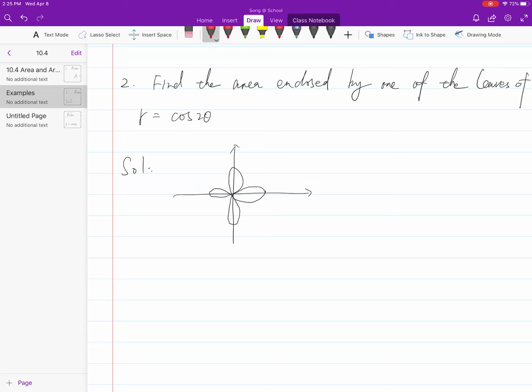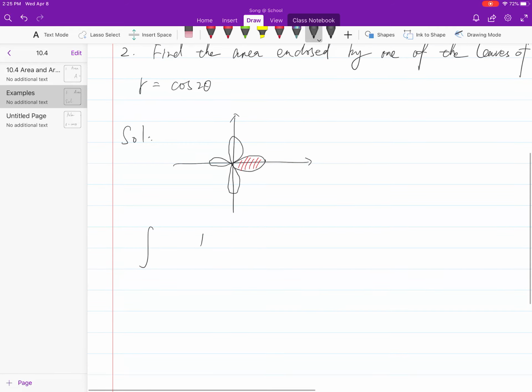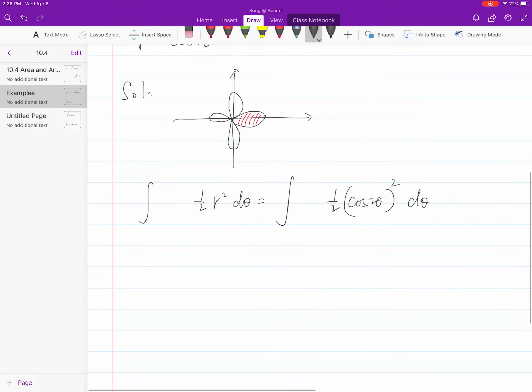My drawing is really bad. But what we care about is what's happening here and here. Or maybe you can take another leaf. Doesn't really matter. Okay, so what's the formula? Well, it's going to be 1/2 r squared d theta. 1/2. Your r is given by this formula. So what you have is cosine 2 theta squared d theta. From here you can see you have cosine square.